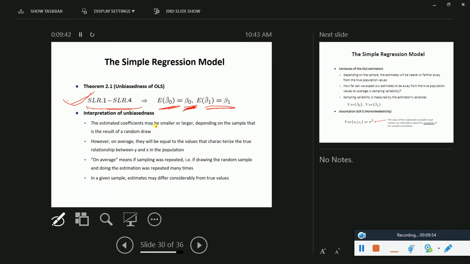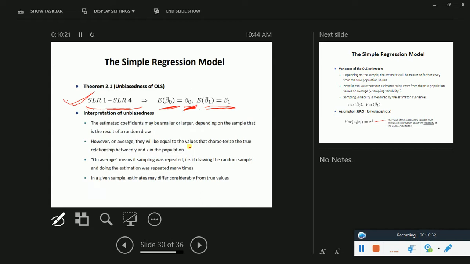Of course, we won't get the exact estimate, because in that case we would have to sample the whole population, right? So it can be smaller or larger. When you are writing your paper, make sure you mention that the coefficient we are estimating is subject to some sort of bias because it's collected from a sample. However, on average, the estimates will equal the values that characterize the true relationship between y and x.